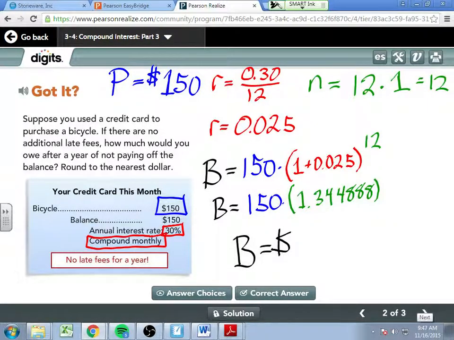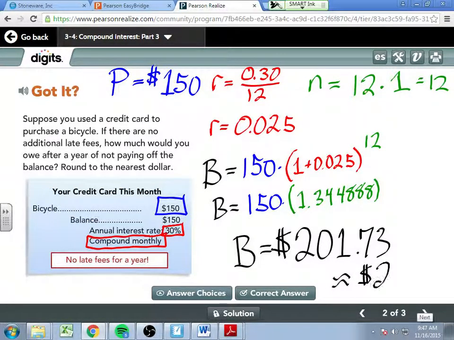So we end up with a balance of $201.73. Round off to the nearest dollar. So approximately $202.